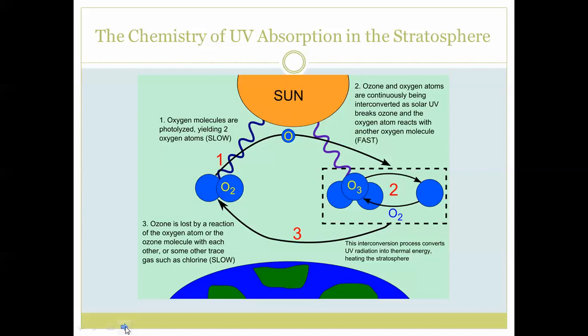And what it's doing is not only are those O3 molecules being broken apart and then coming back together, basically what it's doing is converting UV radiation into thermal energy, which in turn heats the stratosphere. So we've got oxygen molecules reacting with an oxygen atom to form ozone because the ozone actually absorbs UV radiation. So as you can see with this diagram, it's actually a nice cyclical process.